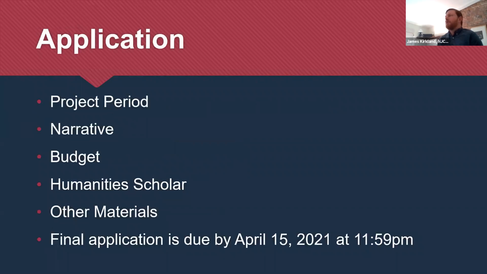Okay, so moving on. These are the big areas of the application that we're going to cover. Project period, the narrative, the budget, humanities scholar, other materials. And just a reminder, we'll go over the due dates later, but the final application is due by April 15th, 2021 at 11:59 p.m. So any of the due dates that you see across the board, they're due just at 11:59 p.m. at the very end of the day.